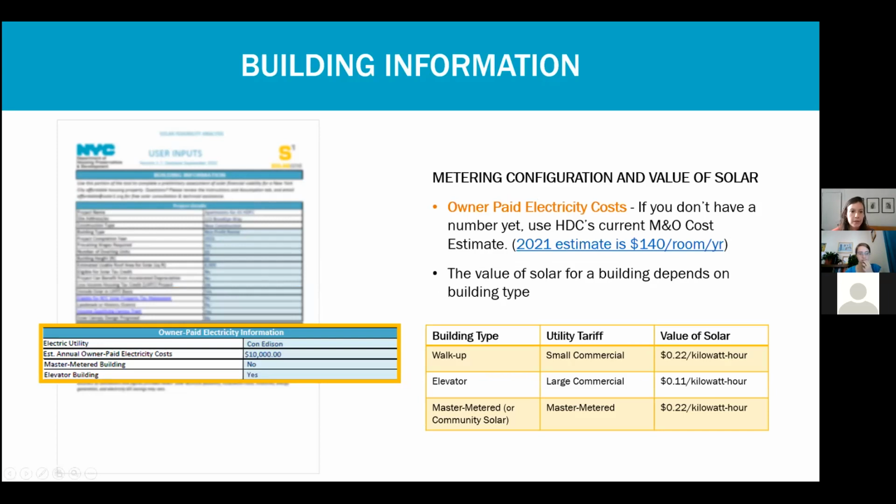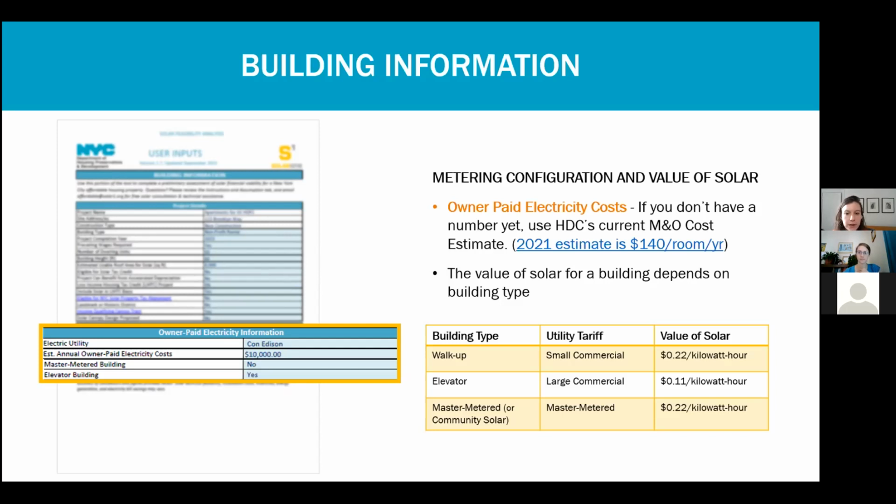This next section at the bottom is used to determine the metering configuration of your building, and thus the value of solar. The metering and the amount of electricity that your building uses can really have a major impact on the value of solar. And so it's important to have a good estimate of the owner paid utility costs, and then have accurate responses to whether it's master metered or an elevator building. And if you don't know the electricity costs, you can use the current M&O standards, which currently I believe is 140 a room a year.